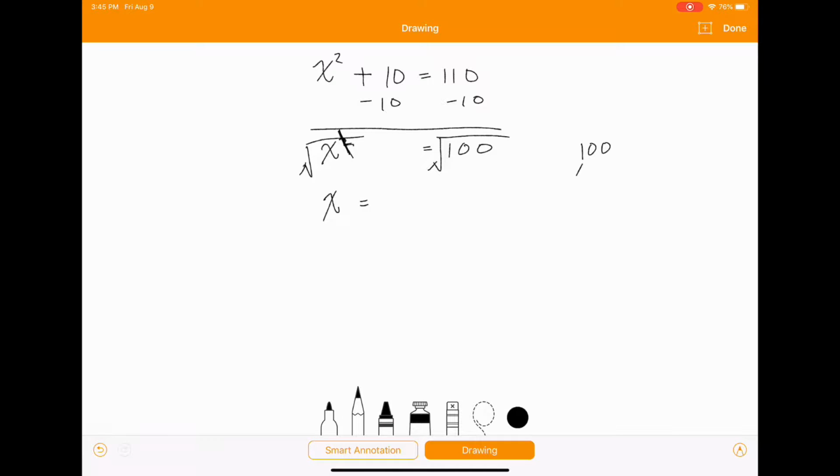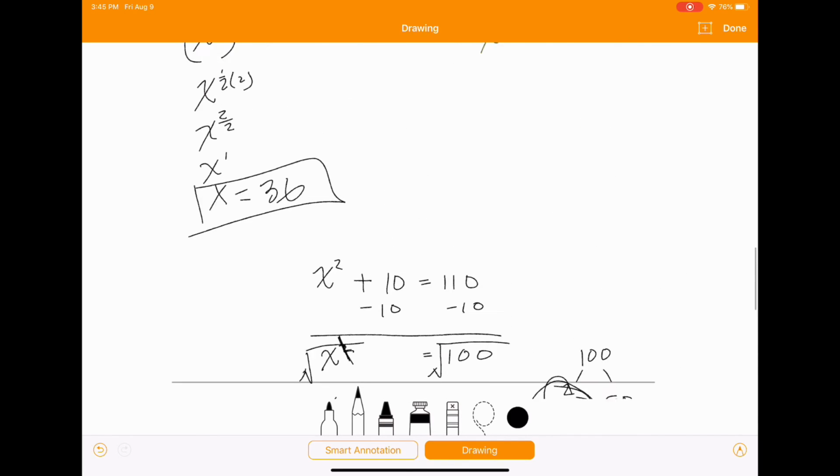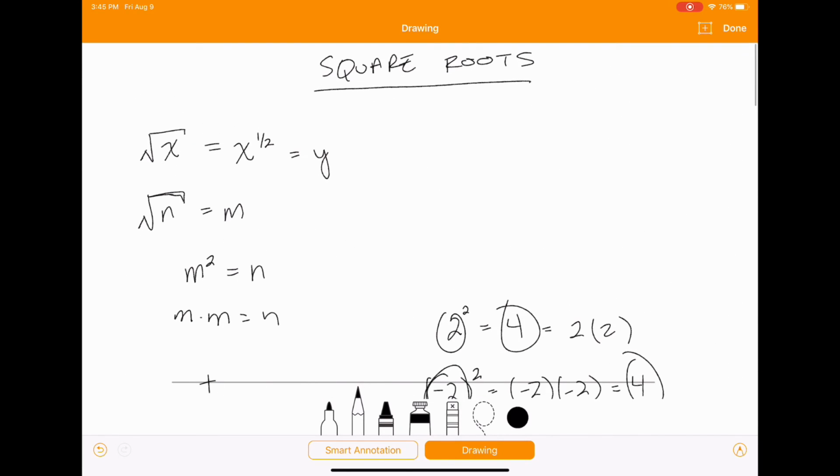And then you can run a prime factorization on 100. So x equals 10, because it equals 2 times 5. So x equals 10. And again, that can be plus or minus 10 in that case. So that's just a little intro on square roots.